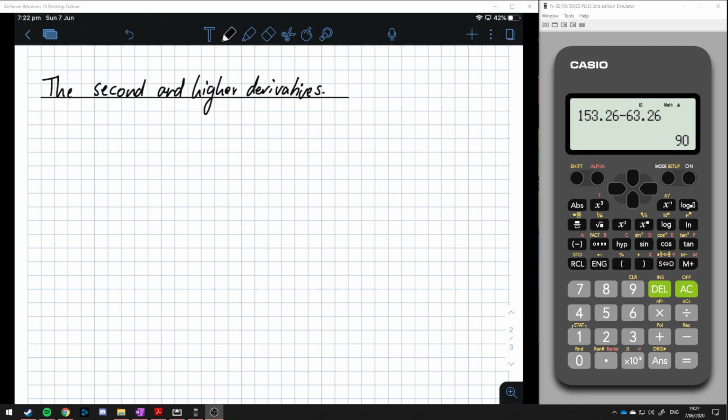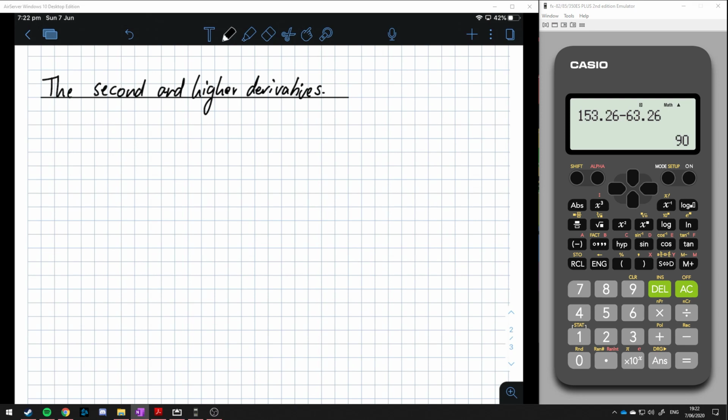So in this video, we're going to look at the second and higher derivatives, and again, it's going to be more of an explanation-type video. We're not going to go through any specific examples, but we will have a look at some smaller ones, which don't require us jumping to one note. Okay, so the second and higher derivative.